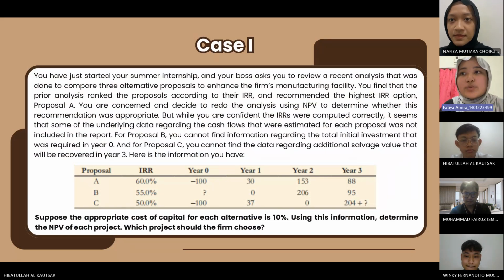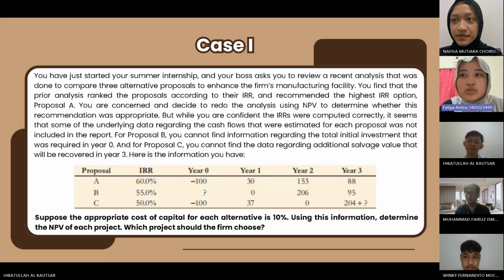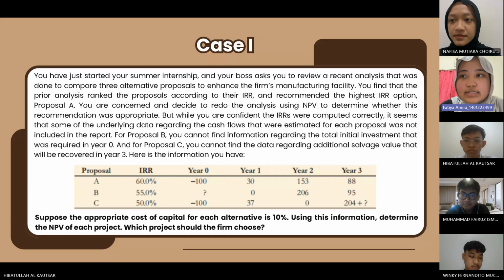So in the first case, we have to redo the analysis using NPV to determine which project the firm should choose. The prior analysis has ranked the proposals according to their IRR and recommended the highest IRR option, which was proposal A. We have to evaluate whether the recommendation was appropriate. We were provided with information of cost of capital that equals 10% and a table containing IRR and cash flow information for each proposal, but the cash flow information for some proposals is still missing. Next.